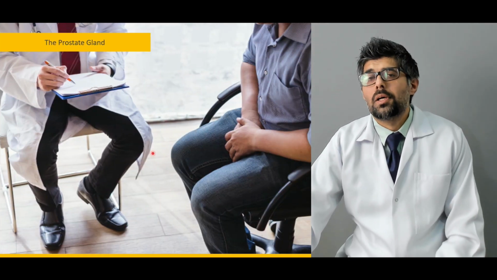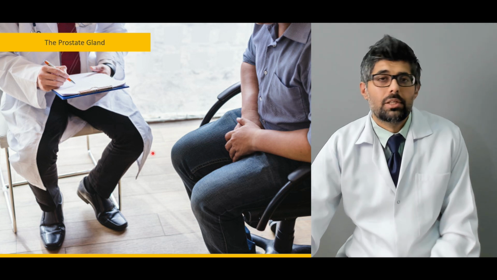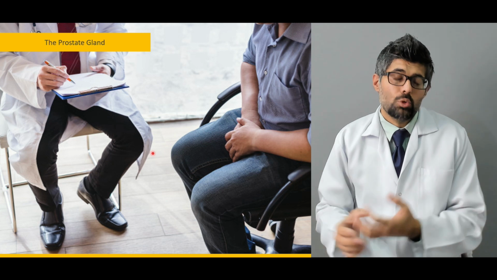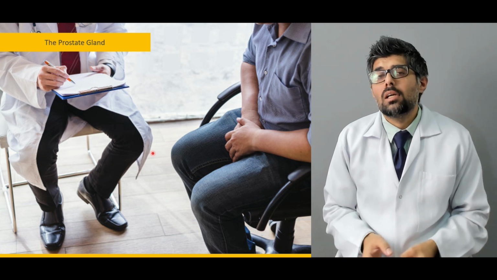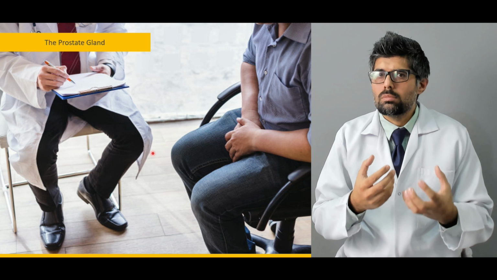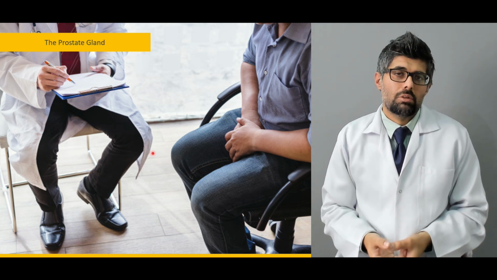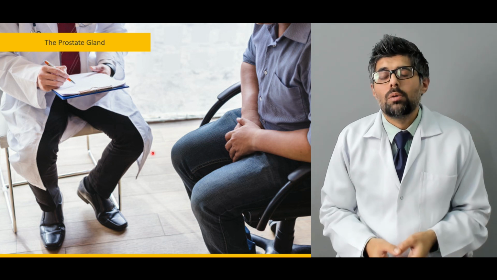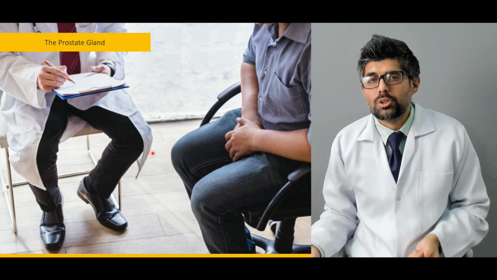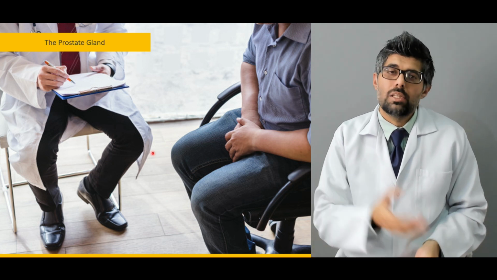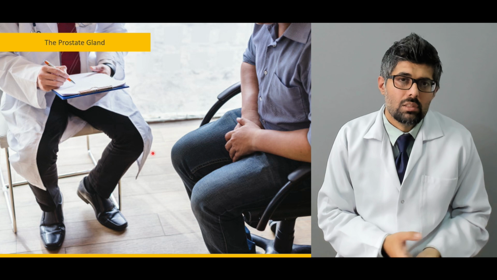Our last topic is the prostate gland. Now, the prostate gland is specific to the male anatomy, and it lies inferiorly and posteriorly to the male urethra. And any problem with the prostate gland results in urinary problems in males.